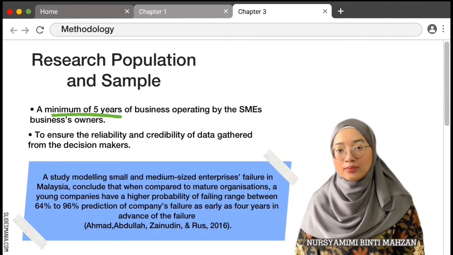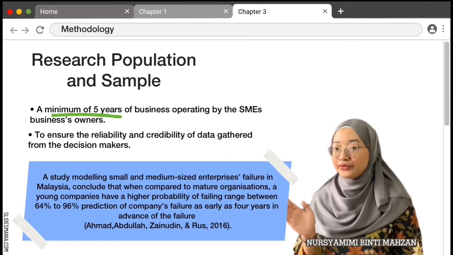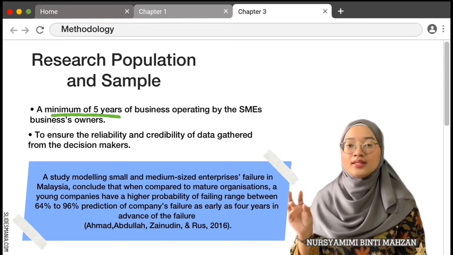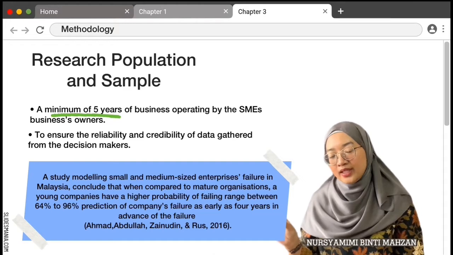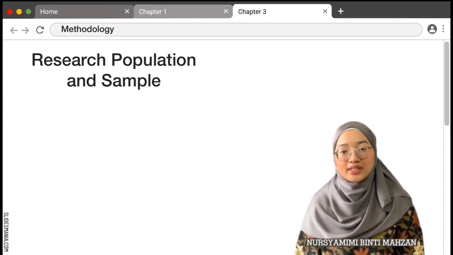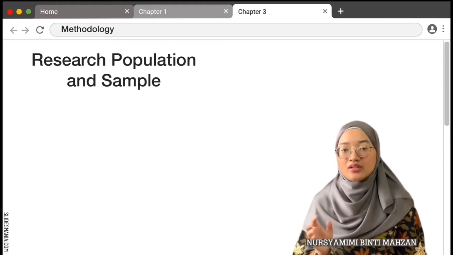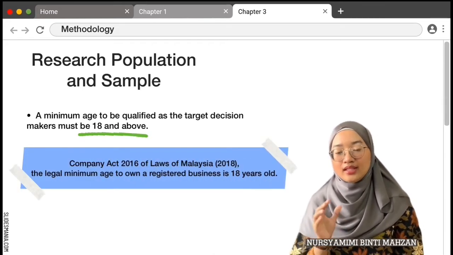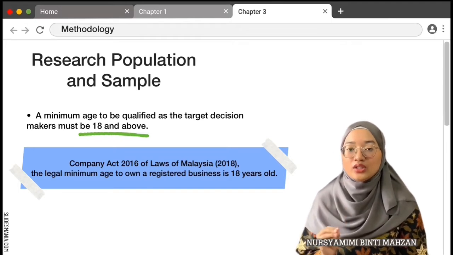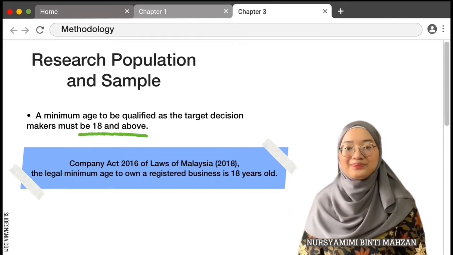Because according to Abdullah, Ahmad, Zainuddin, and Rus in 2016, a small company is predicted to fail as early as 4 years and above. Besides that, the decision makers must be at least 18 years and above because that is the legal age for a Malaysian to register their business.